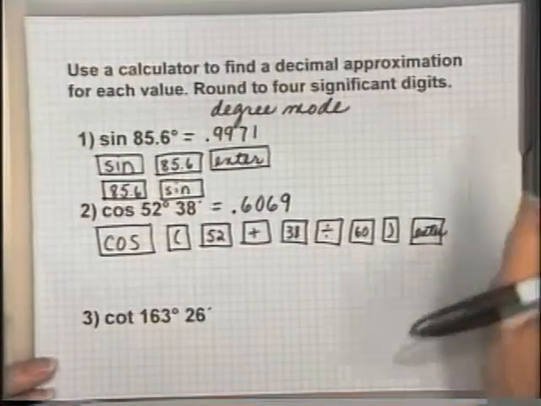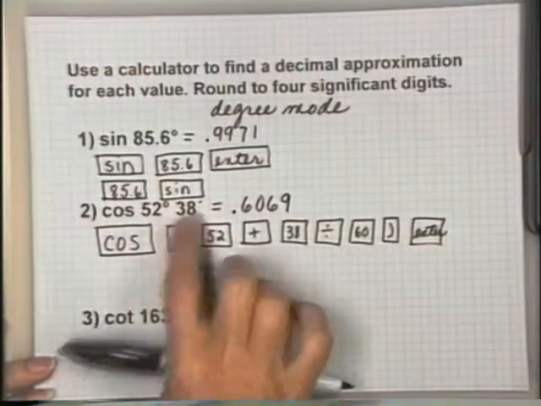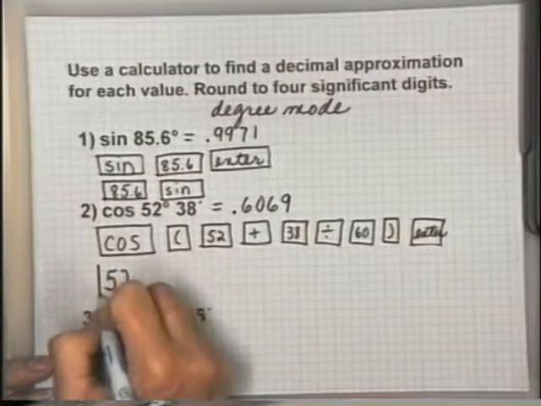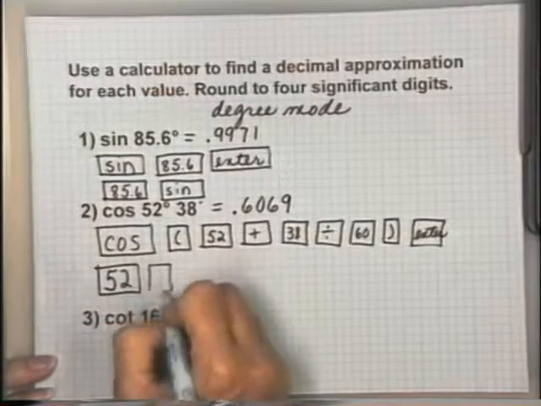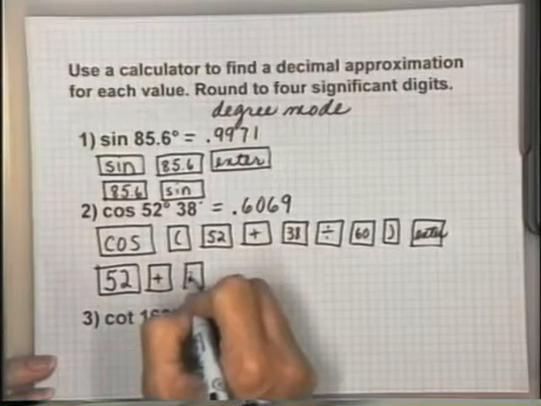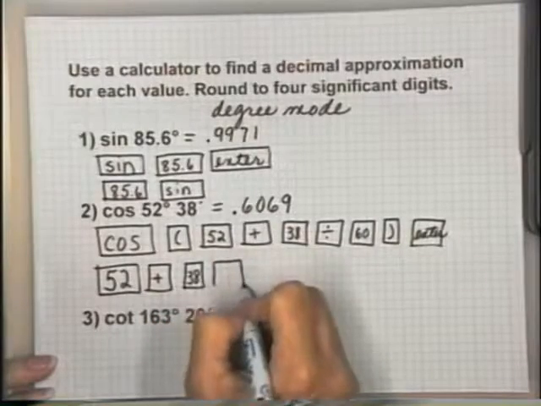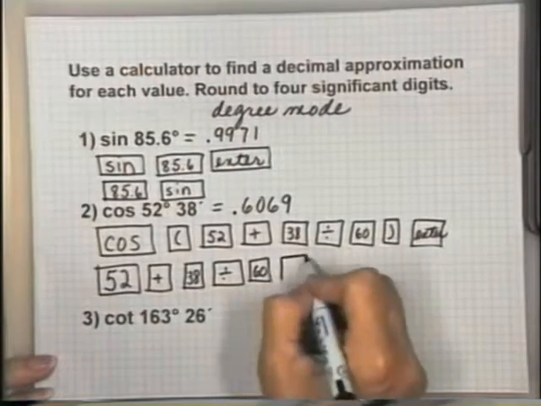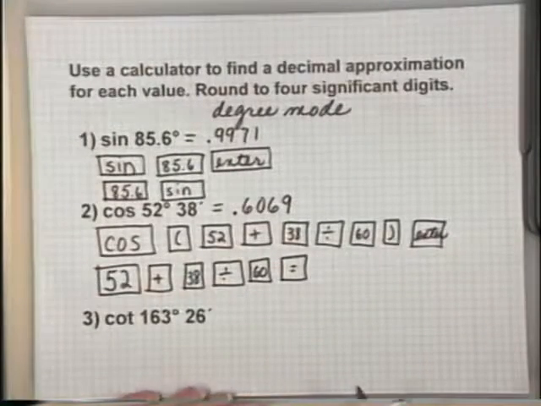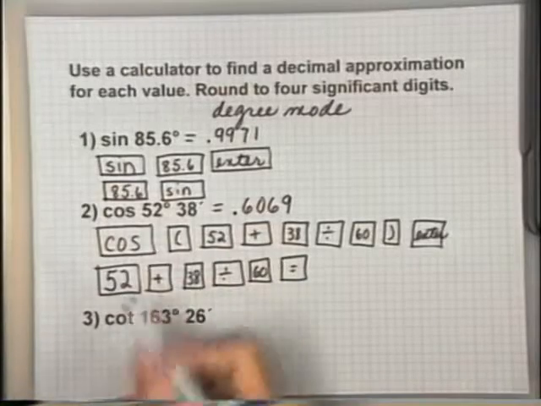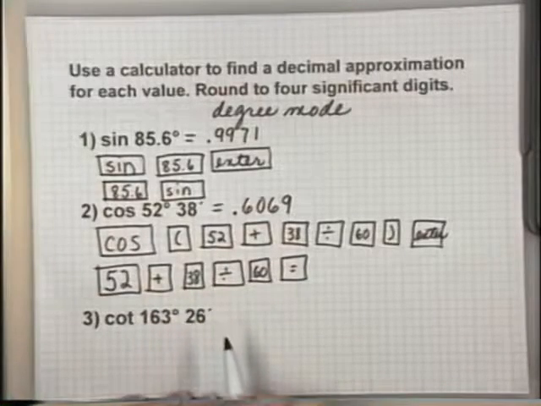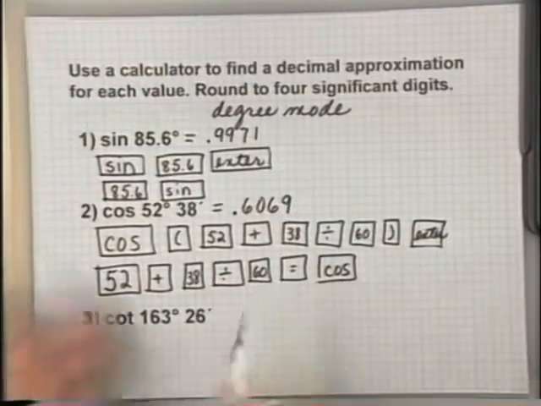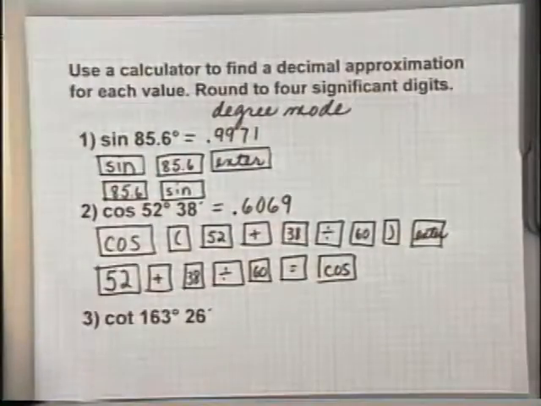Now, on the scientific calculator, since we put the angle in first, we're not going to need the parentheses. We can go 52 plus 38 divided by 60 and push equals, and that will convert degrees and minutes to decimal degrees, and then we can push our cosine button, and you should get the very same value. So try that.